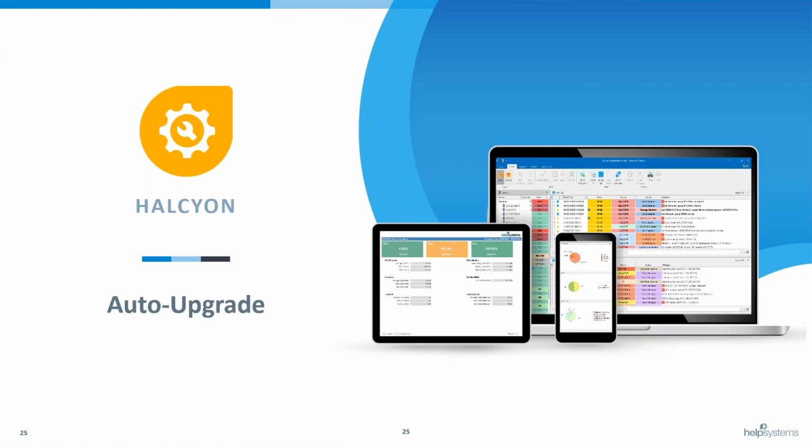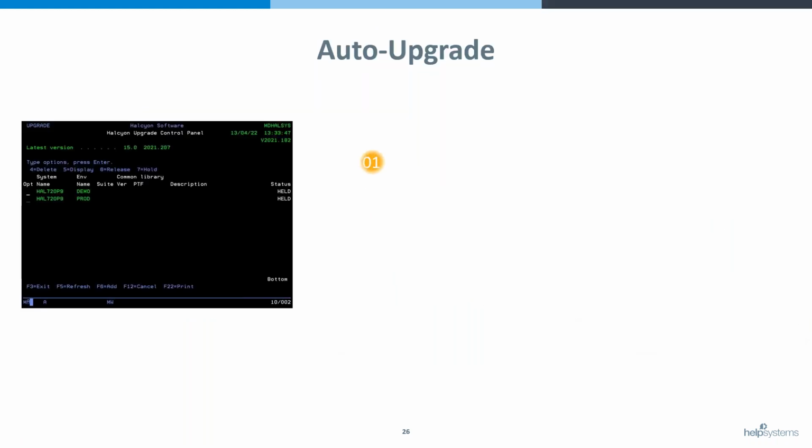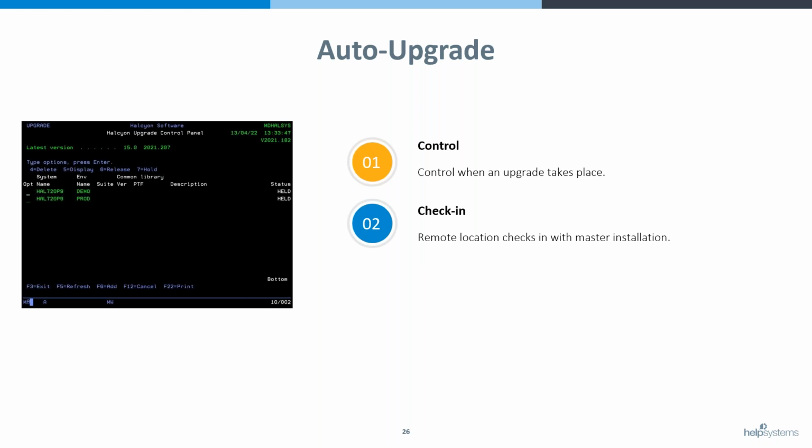And another subject with auto in the title, because we like automation, is auto upgrade. Auto upgrade allows us to control when an upgrade of Halcyon software takes place. It allows the remote location to check in with the master installation, and if a new version is found, it can perform an upgrade. So the remote system connects to the master system and says, have we got a different version to what I've got?